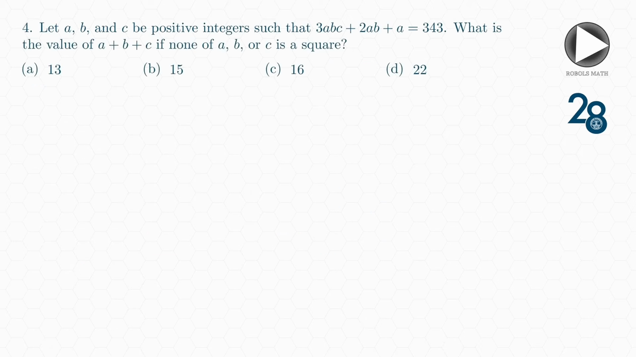Number 4 is a bit of a number theory problem. Let A, B, and C be positive integers such that 3ABC plus 2AB plus A is equal to 343. We're looking for the value of A plus B plus C if none of A, B, or C is a square.